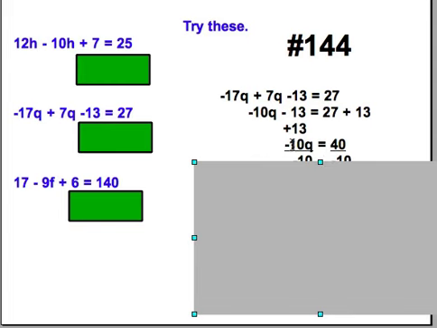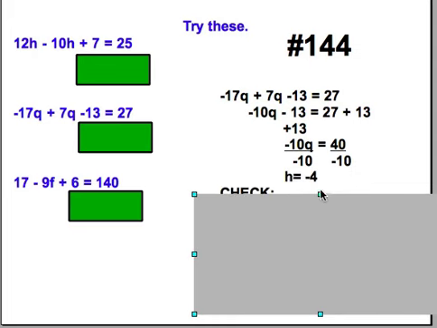In order to undo negative 10 times q, I have to divide by negative 10 on both sides. Negative divided by negative is a positive, and the 10s cancel out, so I'm just left with q on the left. Positive divided by a negative is negative, so q equals negative 4.